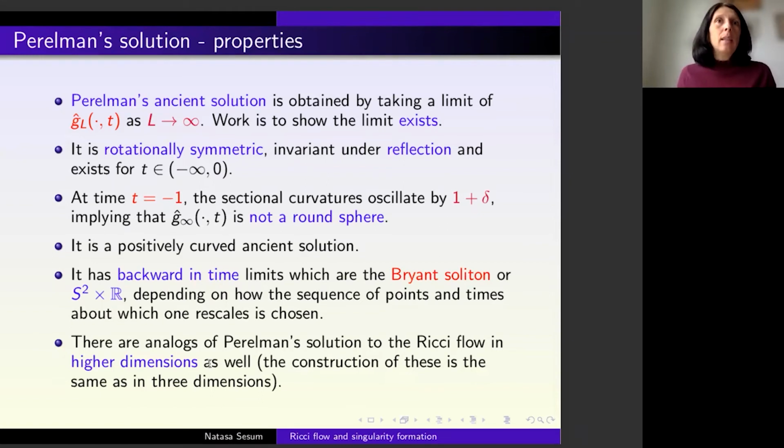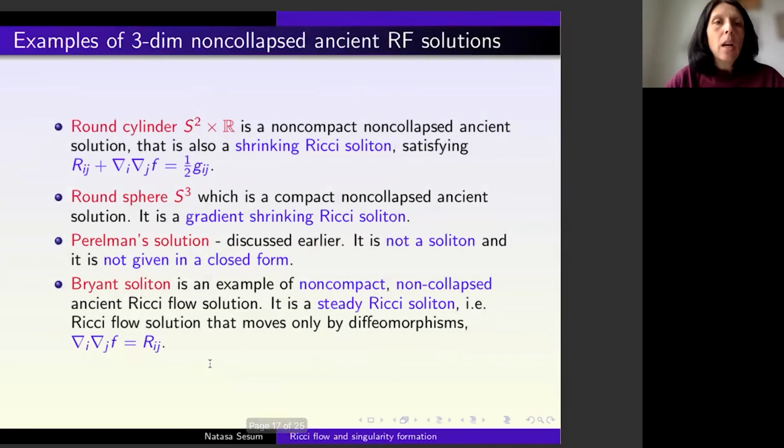The Bryant soliton is a steady soliton to the Ricci flow, which is non-compact and moves only by diffeomorphisms. I'm going to say just a few words about it on the next slide. But this is how the Perelman solution looks. You know that, but there is no formula for it. And there is an analog of that solution also in higher dimensions. So this is now called the Perelman solution.